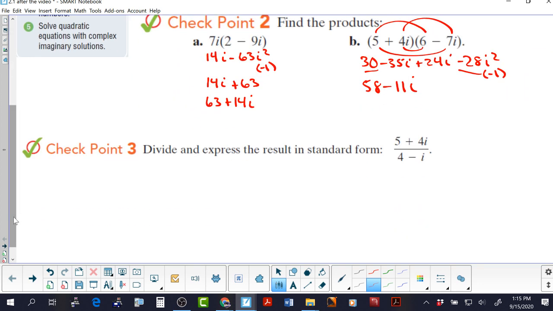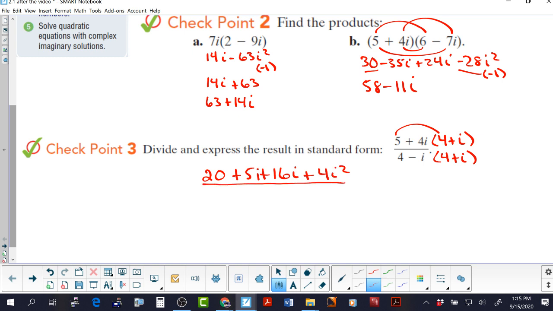Divide and express the result in standard form. Let's multiply the top and bottom by the conjugate of the denominator, which is 4 plus i. So let's FOIL. 20. Outside is plus 5i. Inside is 16i. And last is 4i squared.